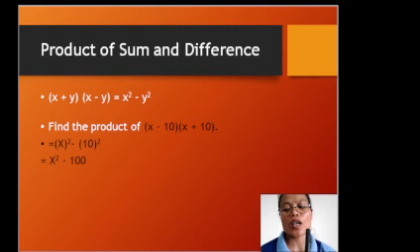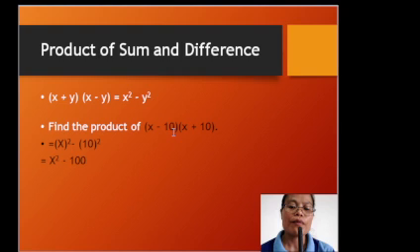Next is the product of sum and difference. So (x + y) times (x - y). So we have plus and minus. That is why it is called the product of sum and difference. And the formula is x squared minus y squared. Example, find the product of x minus 10 and x plus 10. So the square of x minus the square of 10. x squared is x squared, minus 10 squared is 100. So the product of that is x squared minus 100.